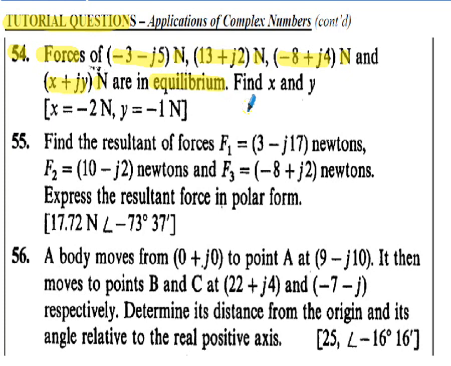So to do this, we're going to generate an equation that equates to 0, and we're going to add up all the real and imaginary parts, and we'll find from that the x and the y values. Answers are given in the square brackets here, and that's the equilibrium force given.